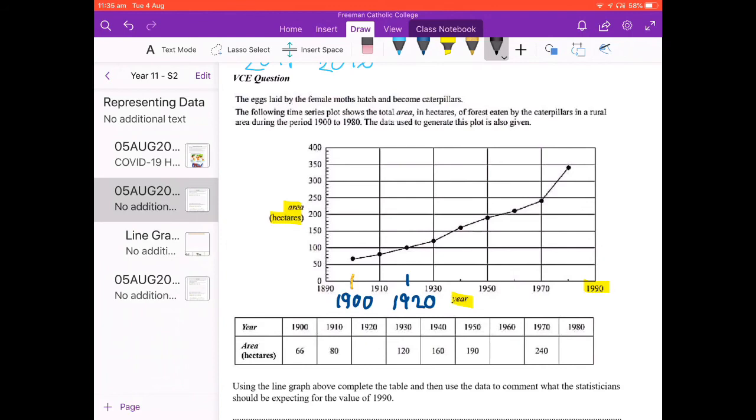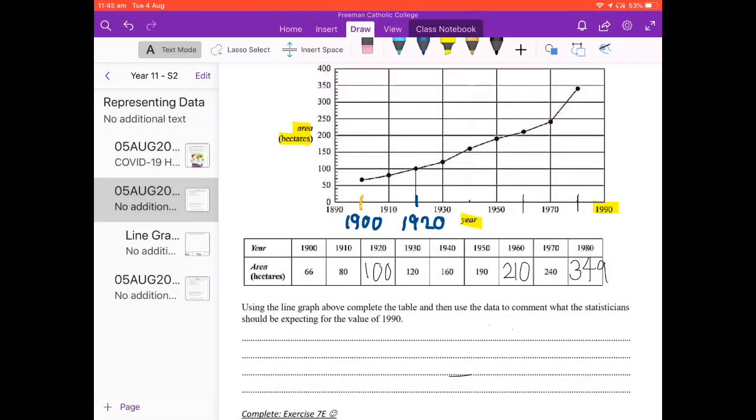We can see that as we scroll up and move across, it's in fact 100 hectares eaten. And 1960, let's fill in 1960. So here's 1950. I'm looking at this line here, moving up to the dot and across. It looks like it is approximately 210 hectares. And in 1980, so there's 1970, this mark here would be 1980. Going up and across, looks to be 349 hectares eaten by caterpillars. Expect in the year 1990.